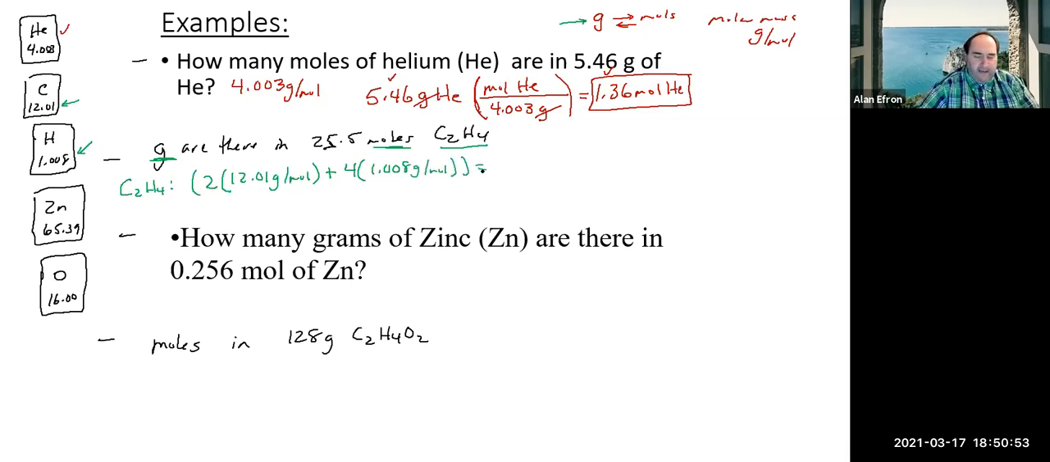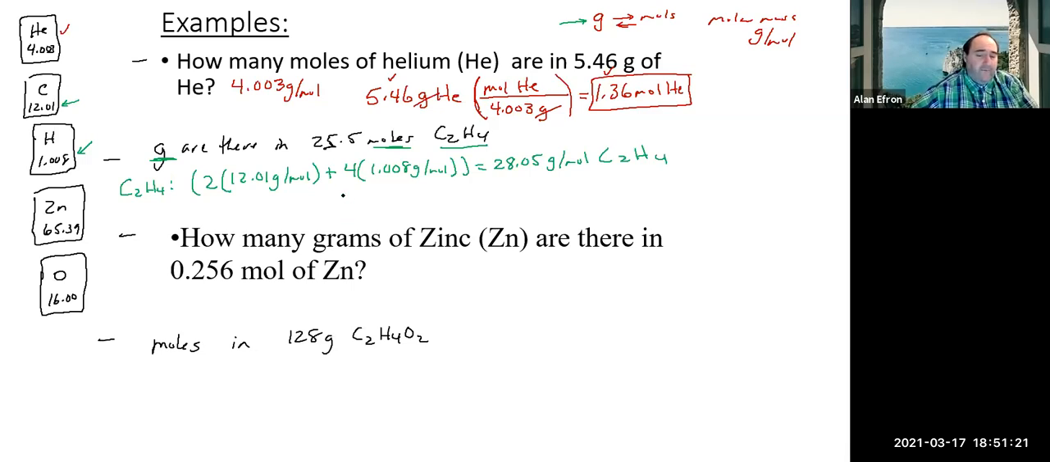And if we do all that, we end up with 28.05 grams per mole here. And that would be the molar mass of our C2H4. This is not the answer to the problem. This is us really getting our conversion factor to actually use to solve the problem.